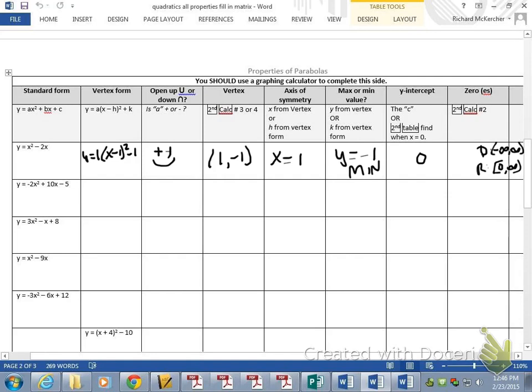All right, not a lot to say on this side. I'd be glad to help you press buttons on the calculator. I don't have a calculator here on the computer to show you, so you might be better off just asking those questions in class.